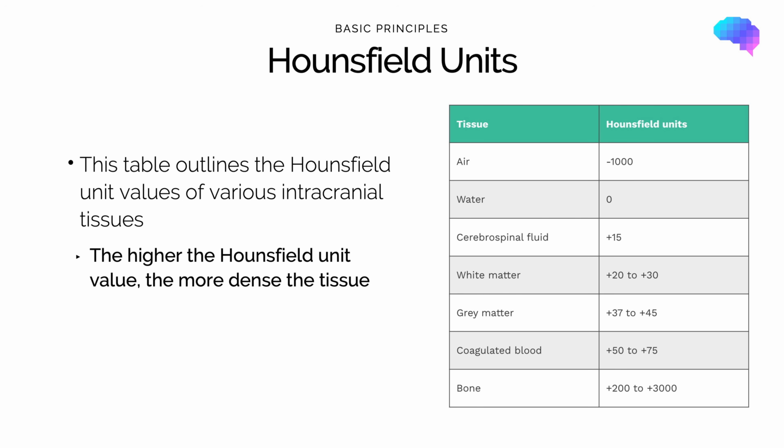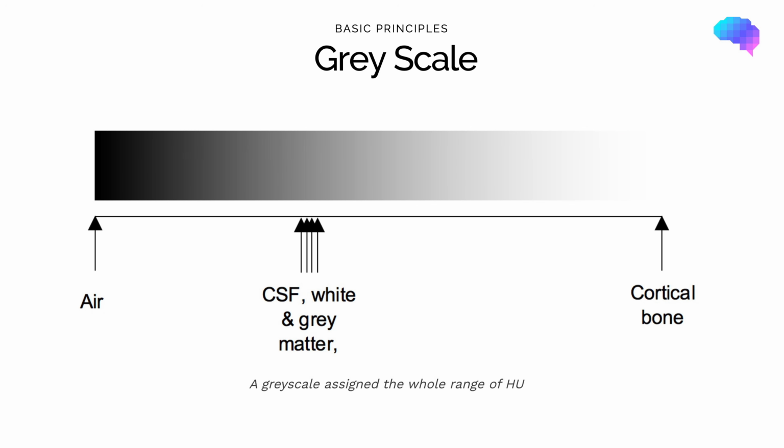So how does this translate to the scan? So going from top to bottom of the table, we're going from black, essentially, which is air, all the way through to bright white, and everything in between is getting whiter and whiter as we go down the table. So on the screen now we can see an image which demonstrates the entire grayscale from pure black on the left to pure white on the right. And if we look at the scale as a whole, we can see that actually CSF, white and grey matter all have relatively similar densities. So if we were to use the entire grayscale for our scans, it'd be very difficult to differentiate CSF, white and grey matter because they'd all be very similar shades of grey on the scan.